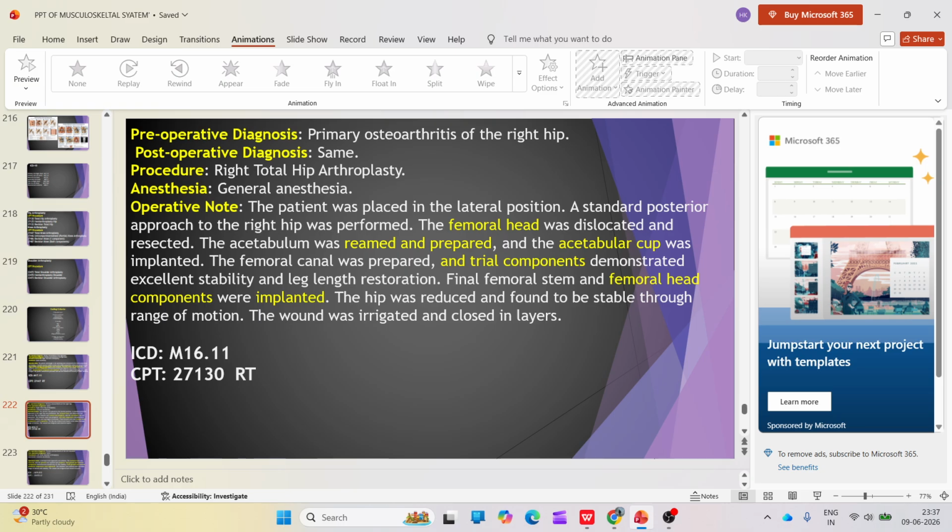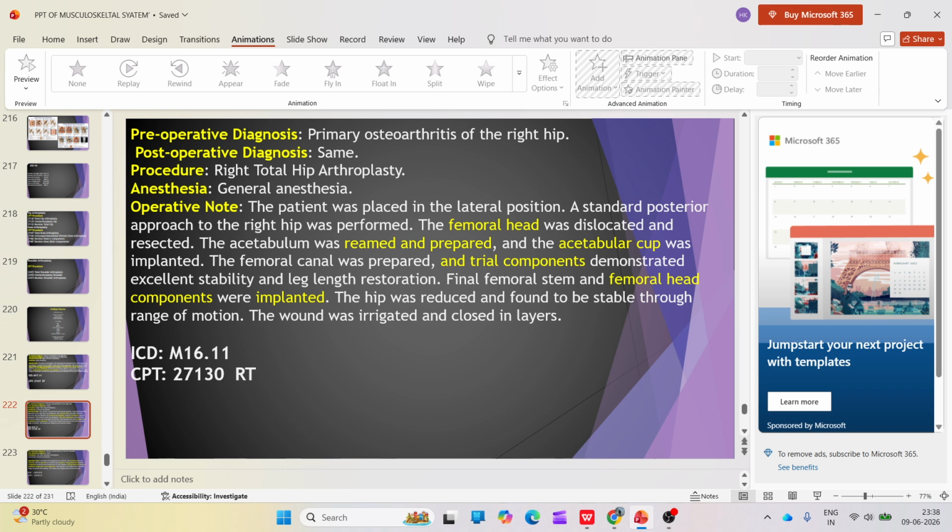So this one is again primary osteoarthritis of the right hip, and post-operative diagnosis the same. Procedure: right total hip arthroplasty, with general anesthesia. Operative report: the patient was placed in lateral position and the standard posterior approach to the right hip was performed, and the femoral head was dislocated and resected, and the acetabulum was reamed and prepared, and the shell was implanted, and the femoral canal was prepared, and the trial component demonstrated excellent stability and leg length restoration. The final femoral stem and femoral head component were implanted. The hip was reduced, found to be stable through range of motion, and the wound was irrigated and closed in layers.